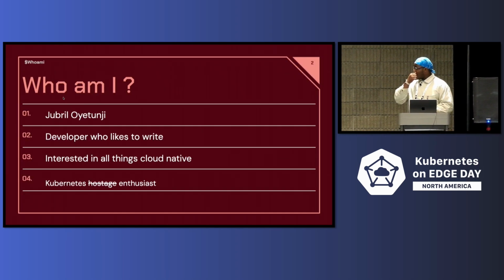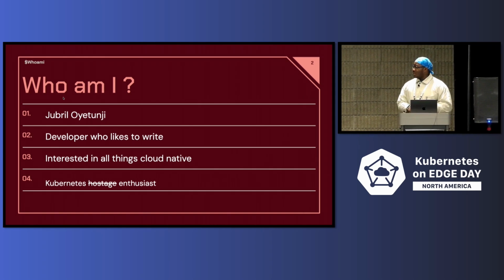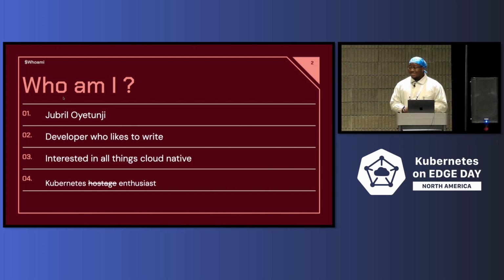Anyways, so who am I? Like I said, I'm Jubril Oyetunji. I like to describe myself as a developer who likes to write. I'm interested in all things cloud native, and I'm a Kubernetes enthusiast.